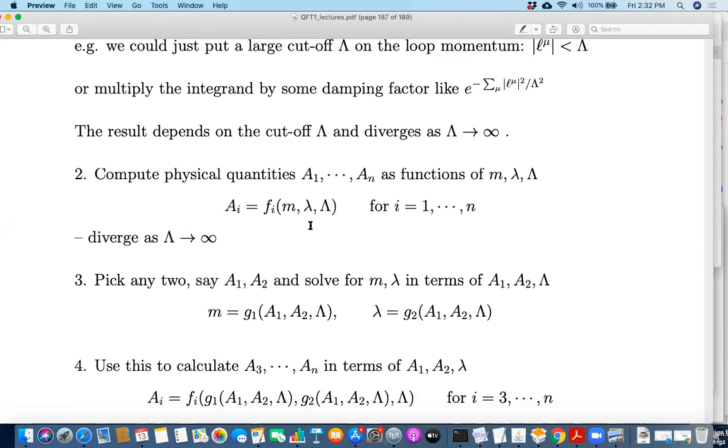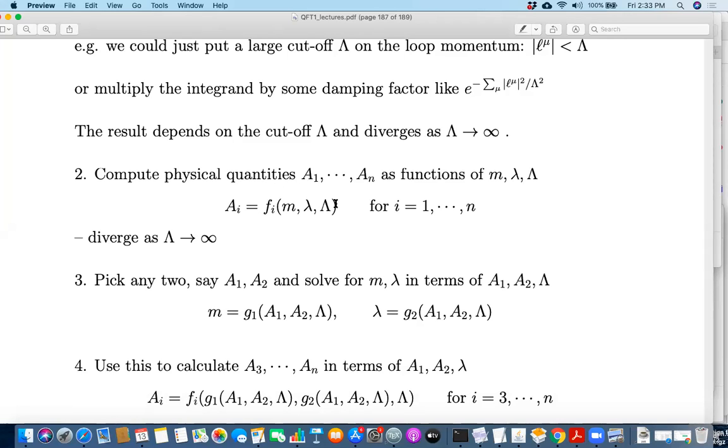Now, what is not surprising is that you can do it for two quantities, right? If you take A1 and A2, then there are two quantities and you have two independent variables to play with, M and lambda. And you can say we'll make M and lambda divergent as lambda goes to infinity in such a way so as to exactly cancel out the divergences.